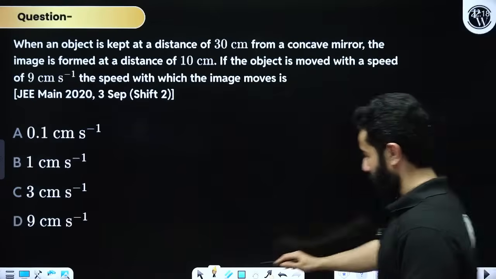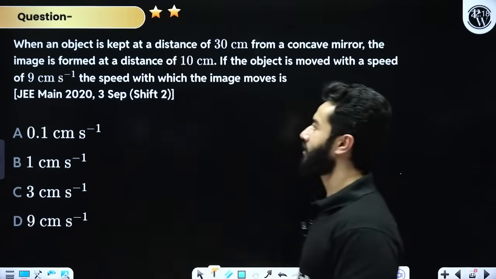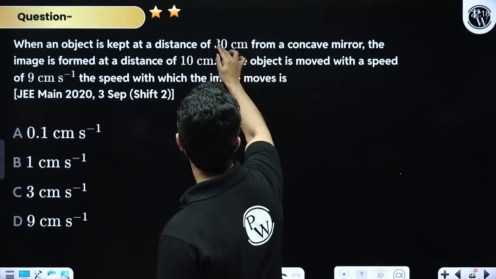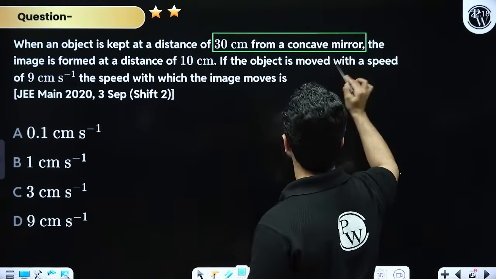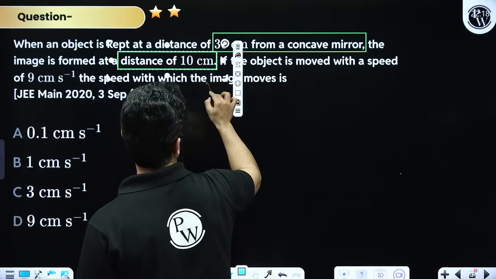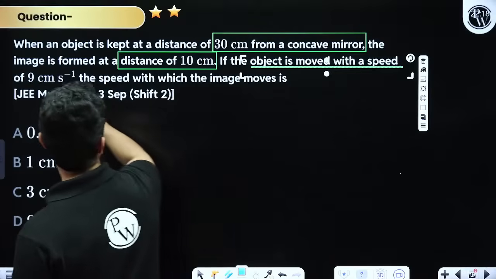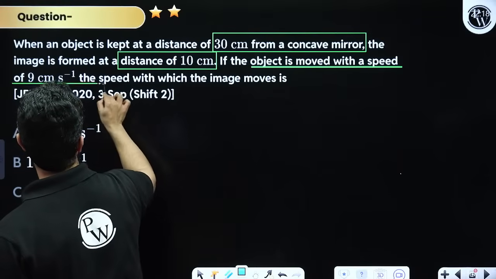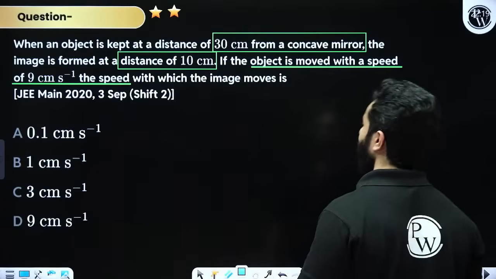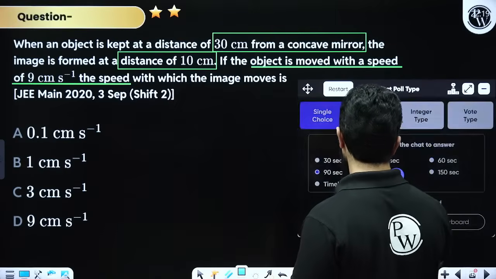This is a nice problem. To all of those students who want to level up, this is for you. Mohan, this is your question. They are saying when an object is kept at a distance of 30 centimeter from a concave mirror, the image is formed at a distance of 10 centimeter. If the object is moved with a speed of 9 centimeter per second, with which speed will the image move? Okay, 90 seconds, let's start.